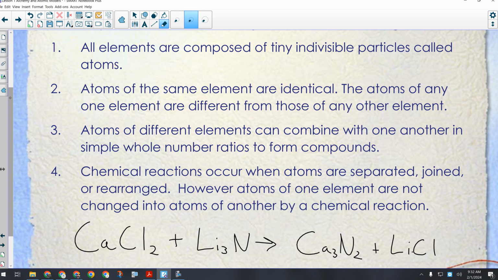Number 3, atoms of different elements can combine with one another in simple whole number ratios to form compounds. This part's important. You have to have whole atoms. A reaction cannot cause an atom to be split. You can never have a fraction of an atom in a compound. For example, what's this thing? Water. But I'd never write it like this.